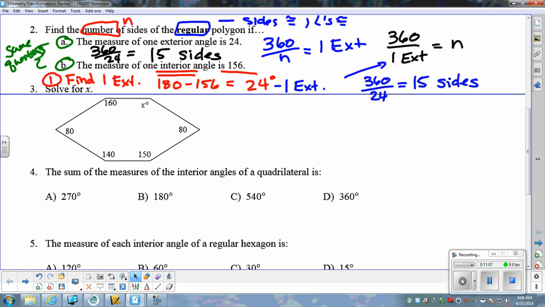Part 3, we want to solve for x. First thing I need to do is figure out what is the sum of the angles of the interior.